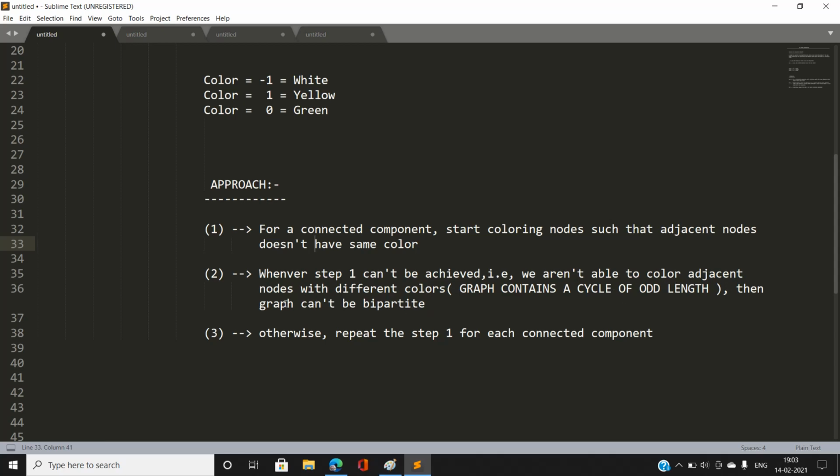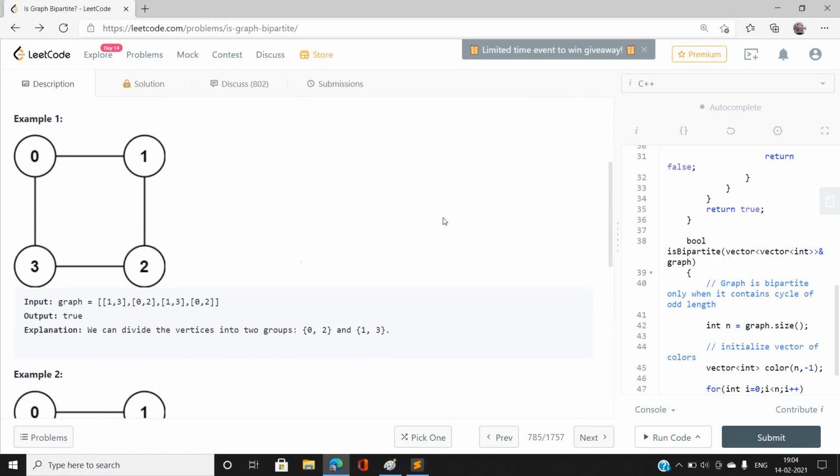Otherwise, repeat step 1 for each connected component, and if at any instant our graph doesn't find a cycle of odd length, then in all other cases we can claim that our graph is a bipartite graph. That is, we can color the nodes using only two colors, and adjacent nodes are of different colors. Okay, so let's jump to the code and understand this further.